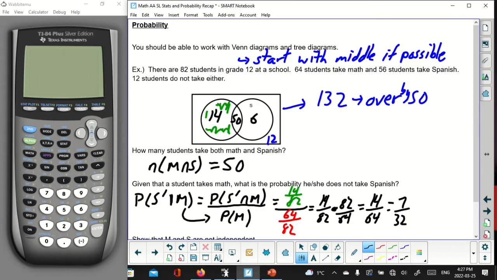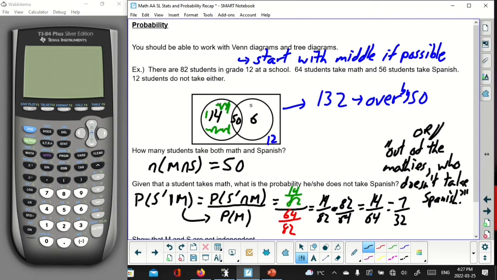The other way to think about it is like this. The question's really asking, out of, let's call them the mathies, the people who take math, so out of those 64 people, how many don't take Spanish? Oh, 14 out of those 64 people don't take Spanish. And that's the whole question hacked.